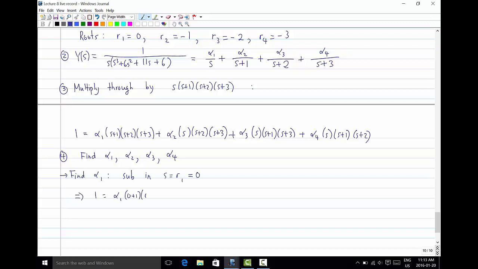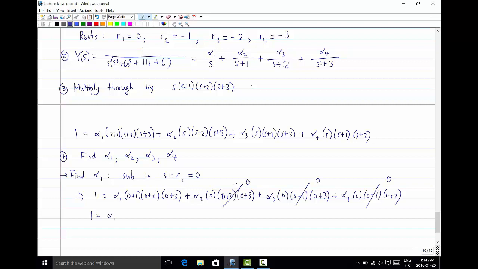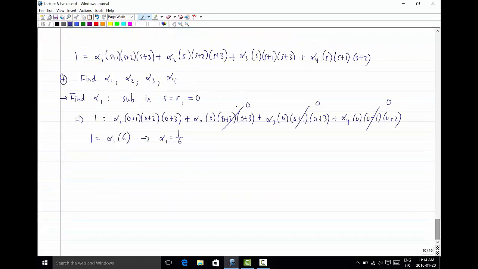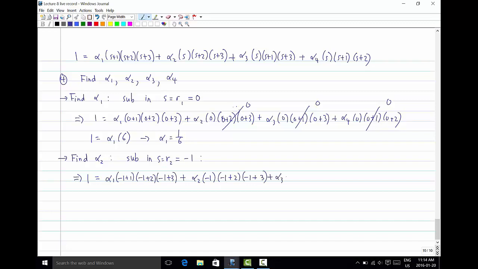Finally, we evaluate alpha 1 through alpha 4 by substituting in the roots one at a time. This exercise is completely algebraic, as mentioned before, and it simply takes a very small amount of time to complete. We realize that in every case, all of the terms except for one vanish to 0 because of the corresponding root that causes one of the terms to equal 0.